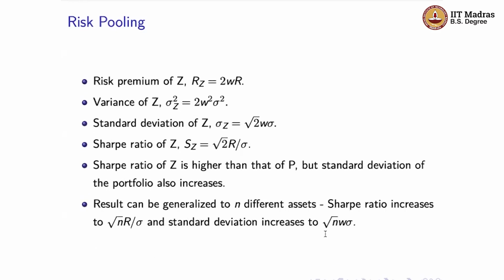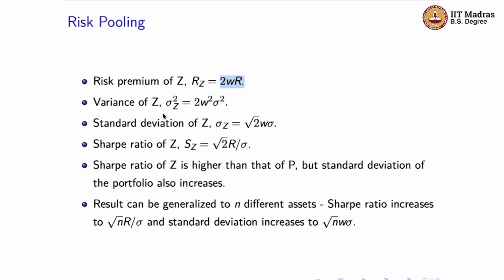So first, let's look at the risk premium of Z. This is going to be given by 2WR. In case this is confusing, I encourage you to write down the returns of this portfolio Z, and then look at the expectation of that minus the risk-free rate, and you should hopefully get this expression. We can also look at the variance of this portfolio. So this is again using the formula for variance that we have seen before.